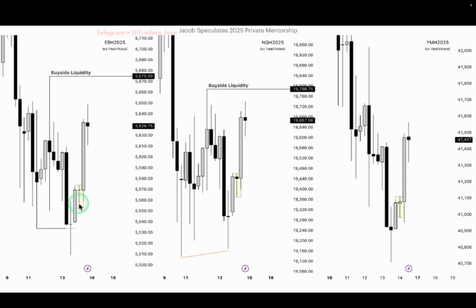Now this served as a continuation TPD. As you can see, this open is lower than this close. This open is higher than this close. And this open is higher than this close. So there's a cracking correlation.